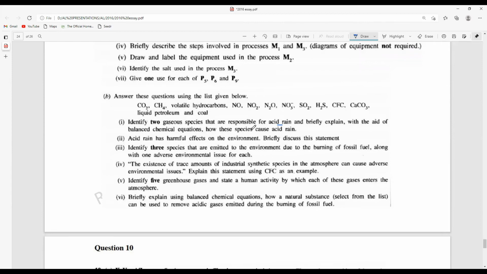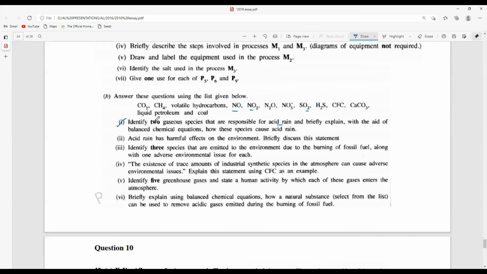many times. You can use either NO, NO2, or SO2. You can write NO plus O2 giving NO2, and NO2 plus O2 plus water giving HNO3, and HNO3 decomposes into H+ and NO3- aqueous. So you can write this for either NO or NO2. In the same way for SO2, you can write SO2 plus O2 plus water giving H2SO4, and you can write the decomposition reaction giving 2H+ aqueous and SO4 2-.